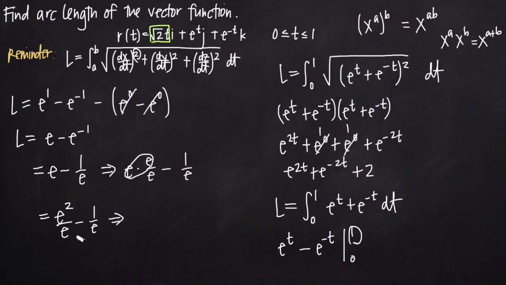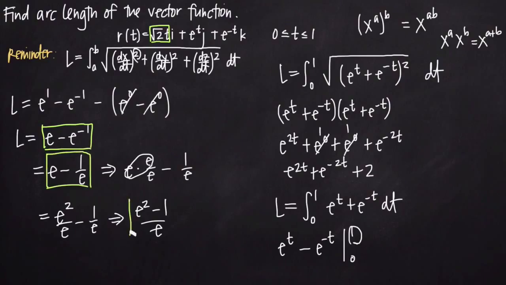And when we combine those fractions, because now we have a common denominator, we get e squared minus 1 over e. So what we see is that this answer is the same as this answer, which is also the same as this answer here. So you might see it written in several different ways. You just want to be careful about making sure that you pick the right answer if you're presented with answer choices like these. But that's it. That's how you find the arc length of a vector function.